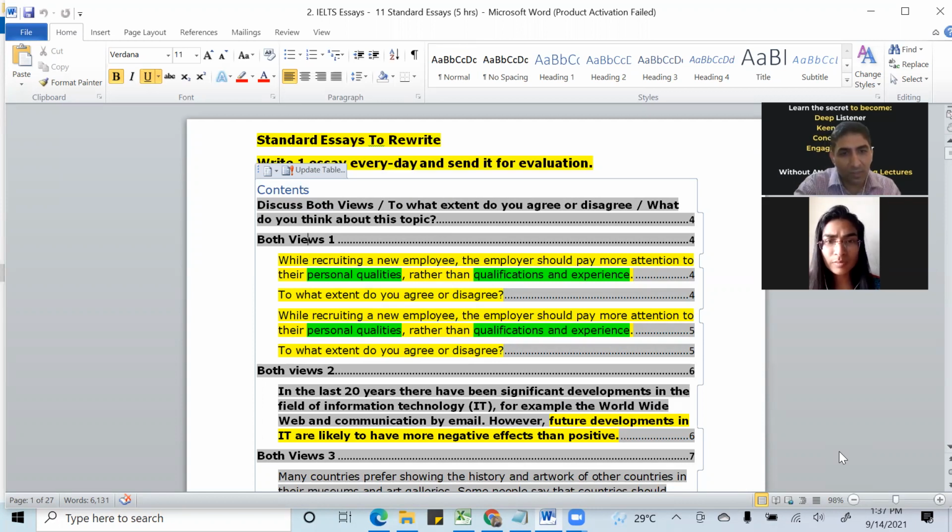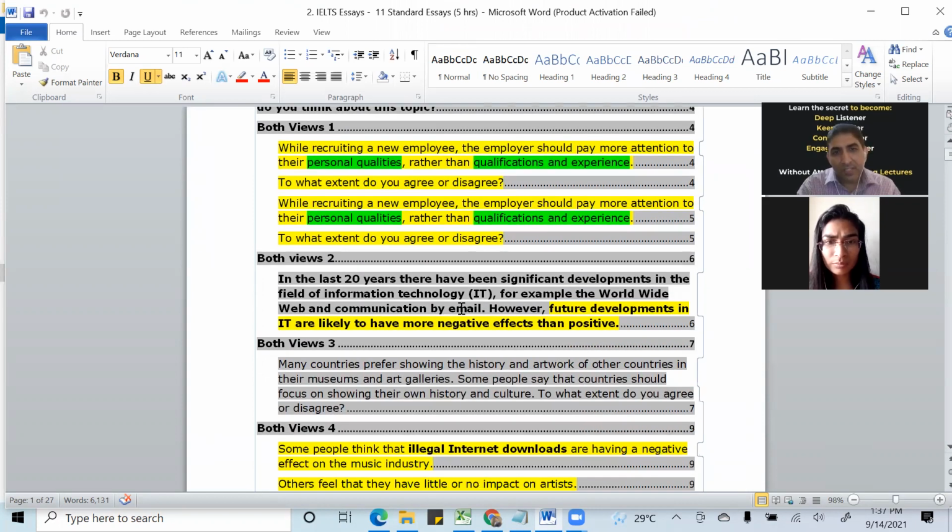Let's look at another topic. In the last 20 years, there have been significant developments in the field of information technology. For example, World Wide Web, communication by email. However, future developments in IT are likely to have more negative effects than positive. It's talking about the future developments, right? Again, the question is discuss both views and give your opinion.